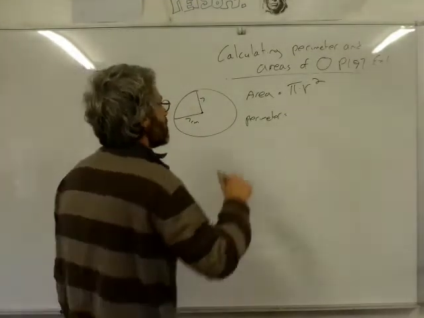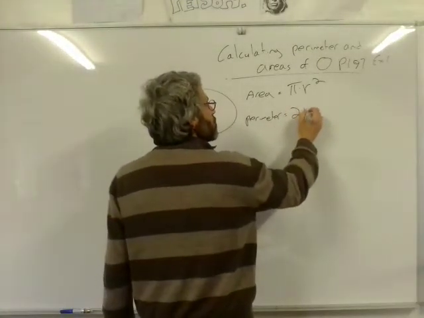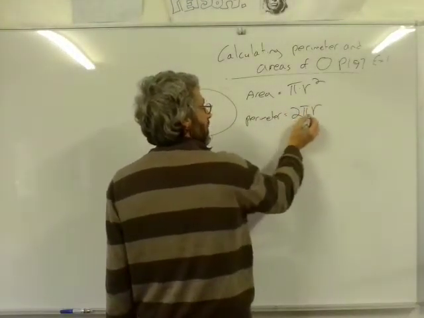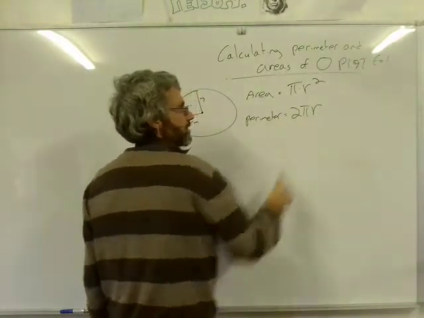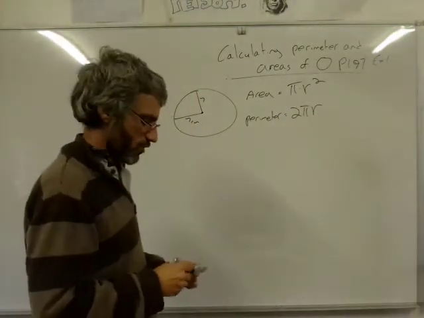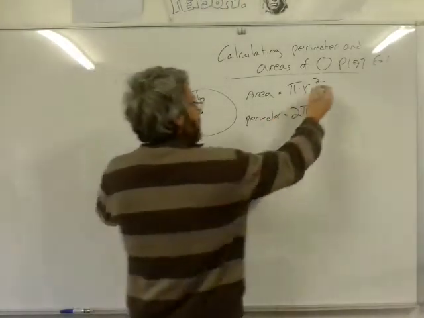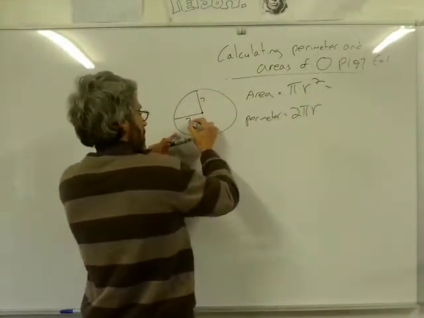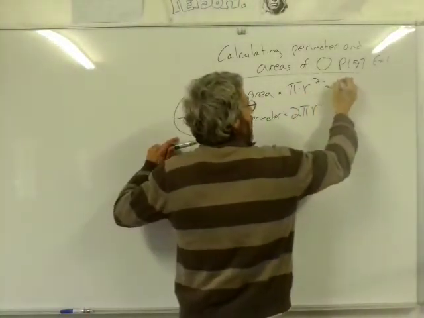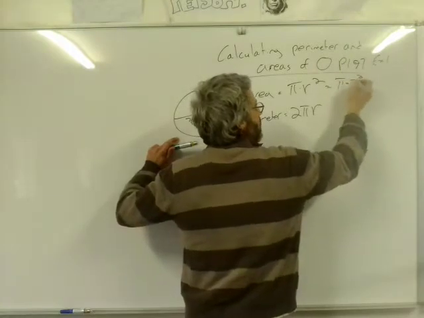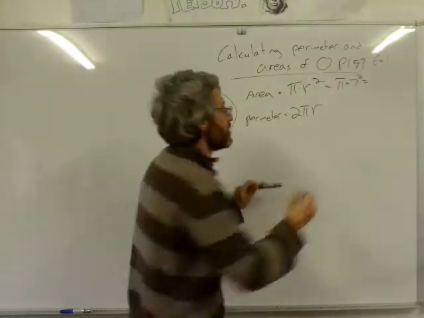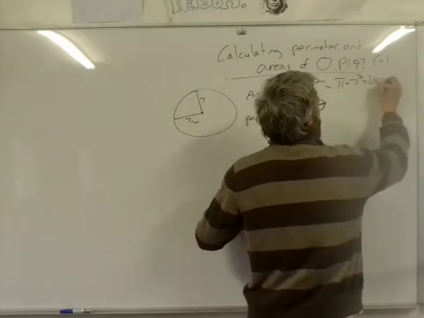Okay. What is the perimeter? The perimeter will be 2 pi r. So it's the same pi and the same r, but now r is not squared. Let's try and see how much it is for here. The area with r equal to 7 is going to be pi times 7 squared. 7 squared is 49, so the answer is 49 pi.